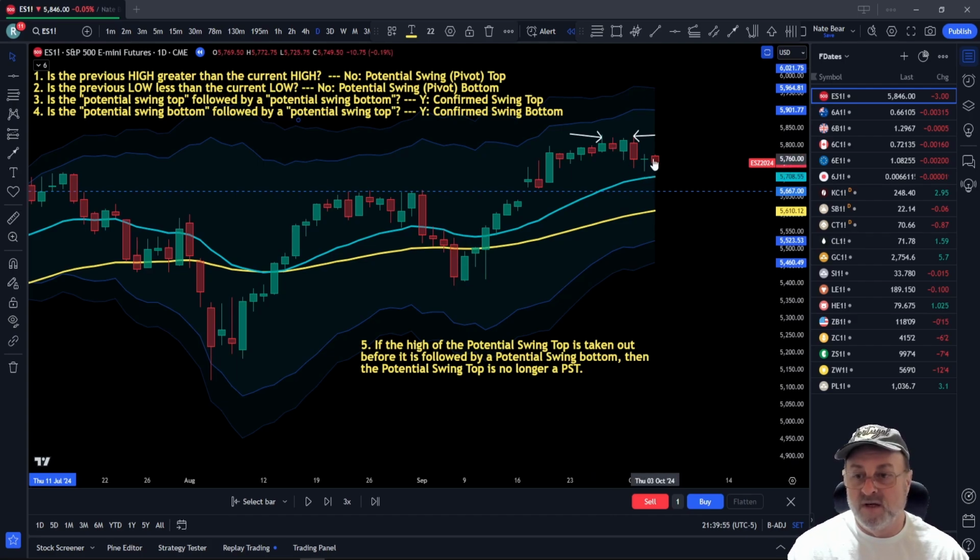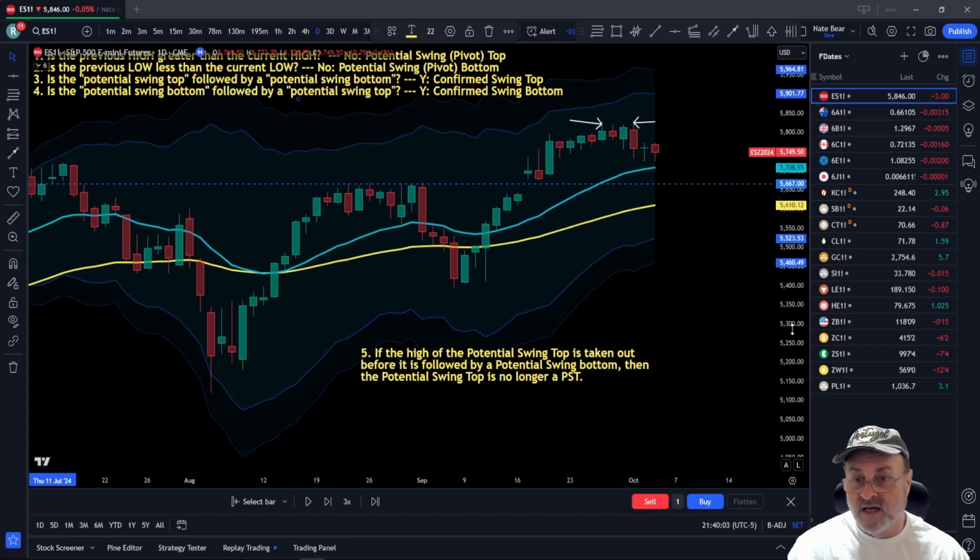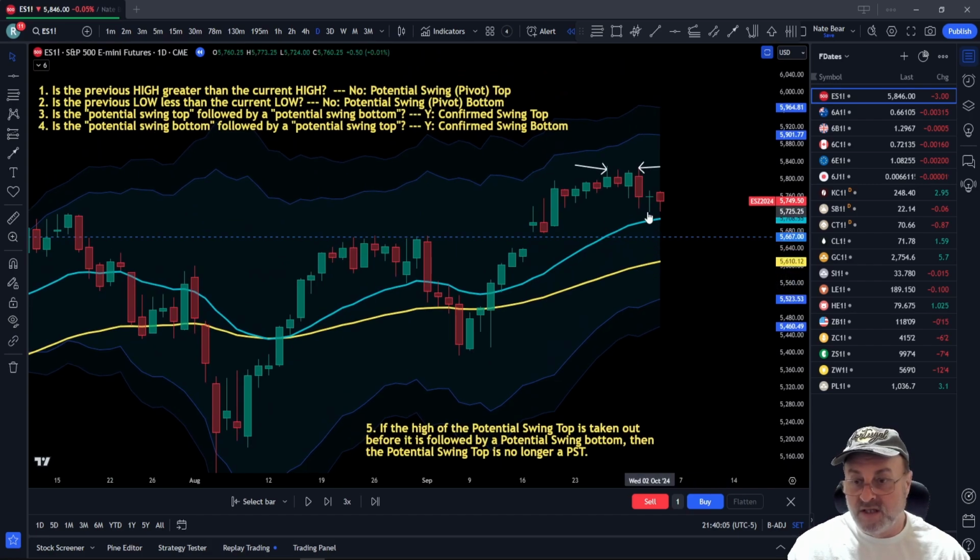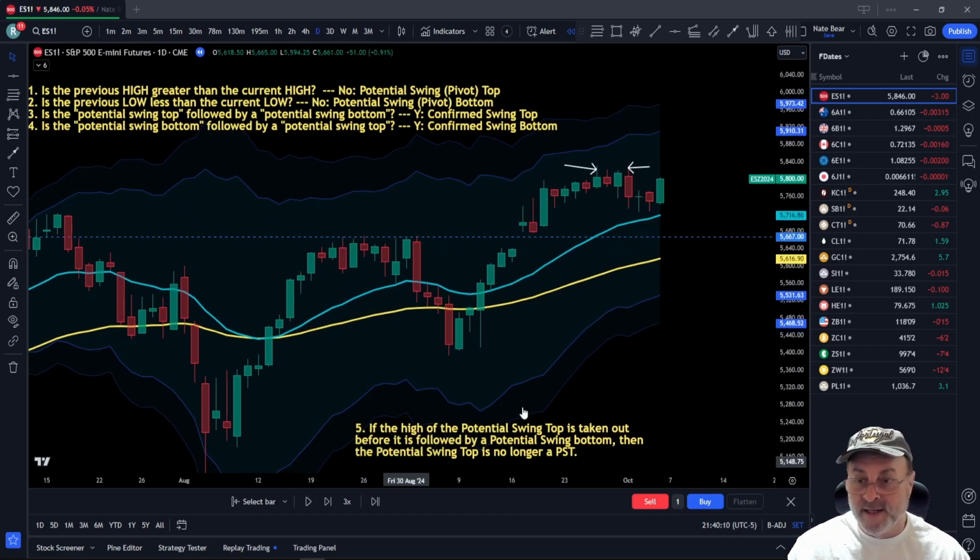It's an inside bar. Remember, nothing happens with an inside bar. There was the previous one. Now we have another one. They happen quite a few times. So we keep on going. This is still our potential swing bottom, because this one did not go lower.